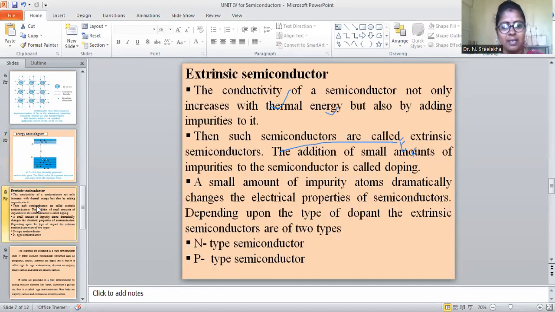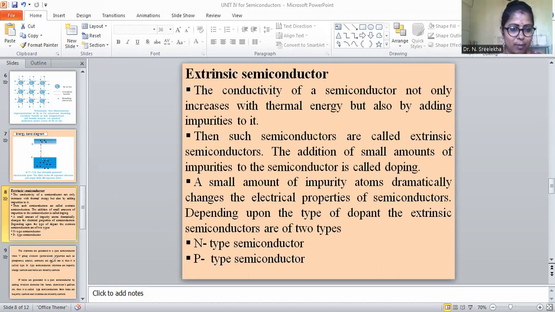Extrinsic semiconductor. Extrinsic semiconductors are the impure form of semiconductors. Impure form means we dope other elements into the intrinsic semiconductors, the pure form of the semiconductors. Then they become two types of semiconductors, P-type semiconductors and N-type semiconductors.